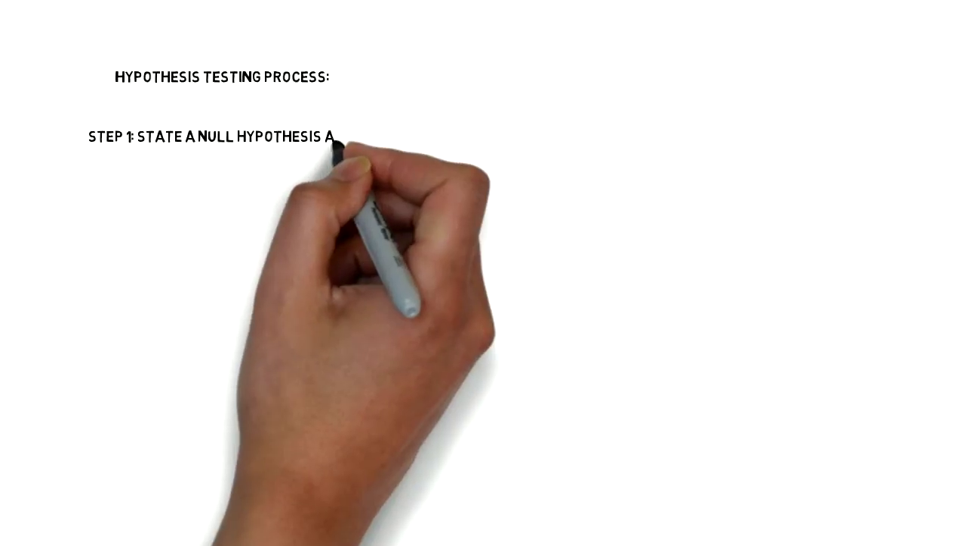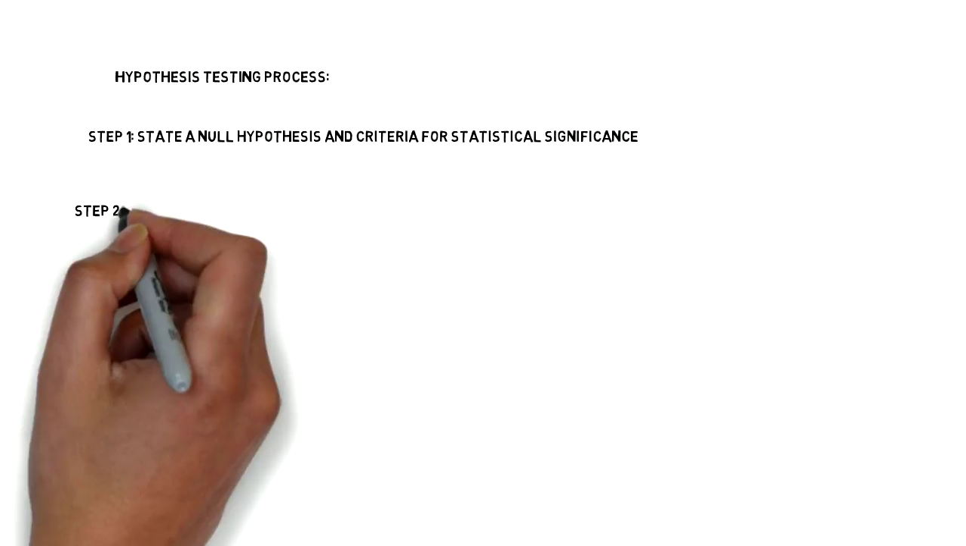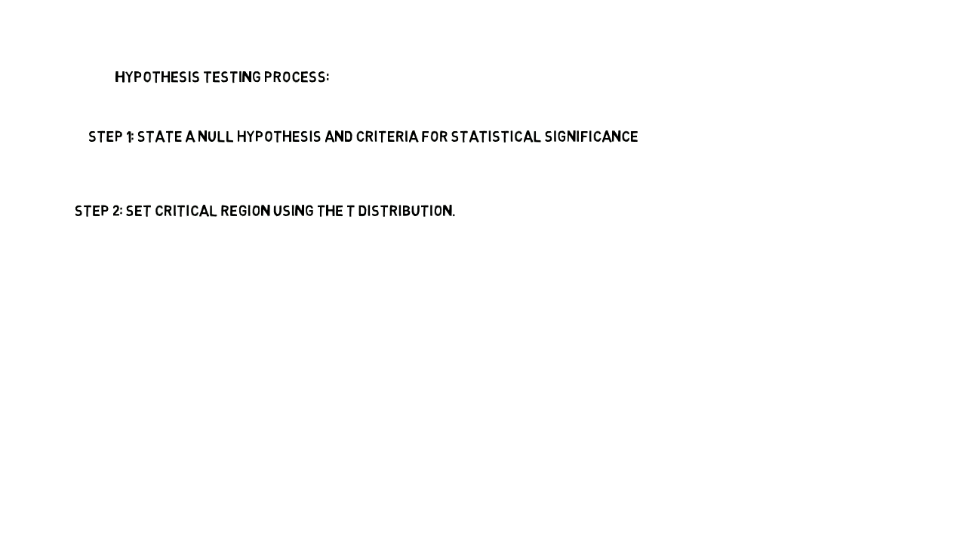Using the t-test to make inferences involves a four-step process. Step 1. State a null hypothesis and set an alpha level for significance testing, typically less than 0.05. Step 2. Set the critical region using the t-distribution as the criteria for your hypothesis testing.